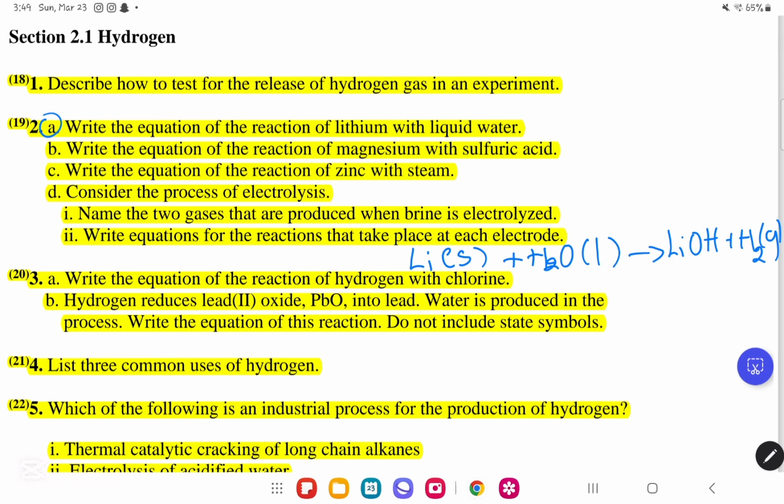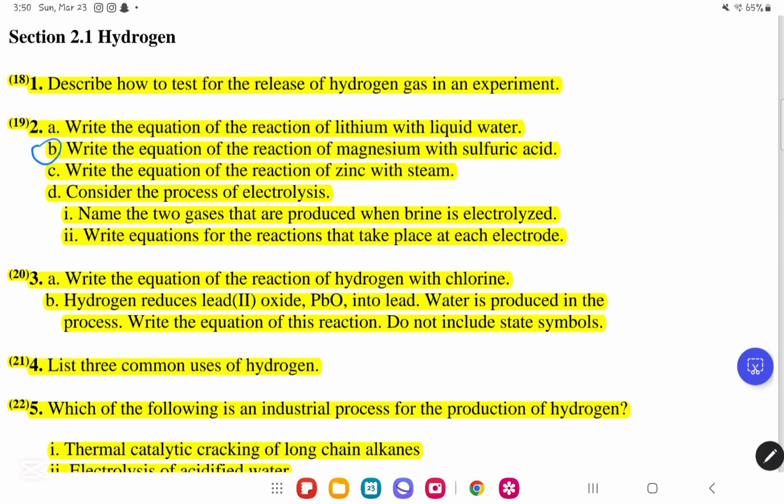Now, as you can see, it's not balanced. So to balance it, you're going to put a 2 next to the Li, a 2 in front of the H2O, and a 2 in front of the LiOH. And do not forget that LiOH is still going to be aqueous. Okay, it's actually a salt, not a base, but it's a basic salt. So keep in mind always that a metal in addition to water is going to produce a salt in addition to hydrogen gas. Okay, so that is part A done.